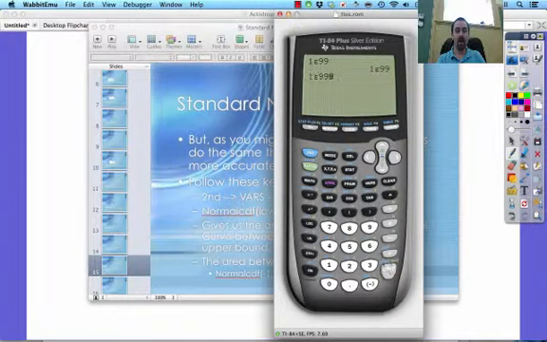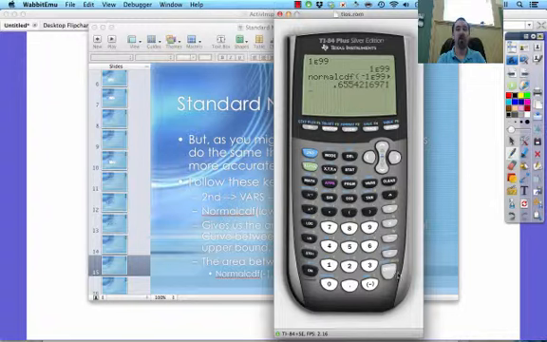So if I want to find the area to the left of 0.4, I'm going from negative infinity, so negative 1e99, to 0.4, and now I get 0.6554, just like the table said.